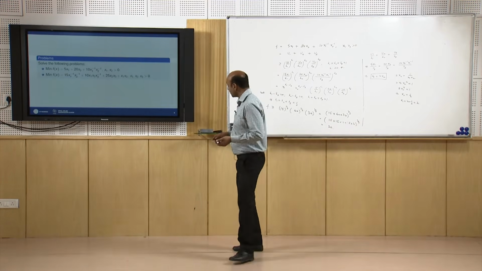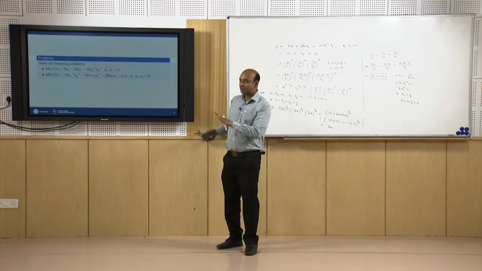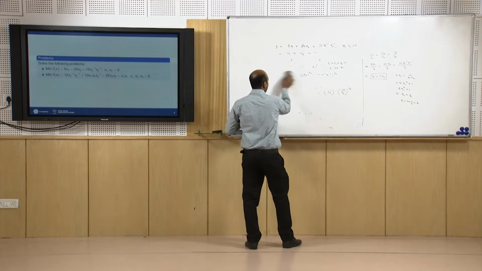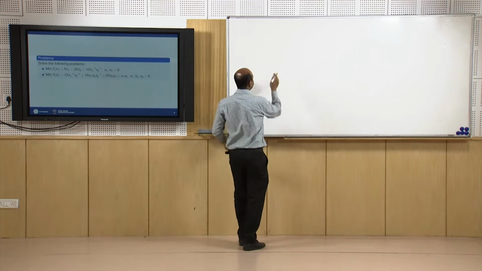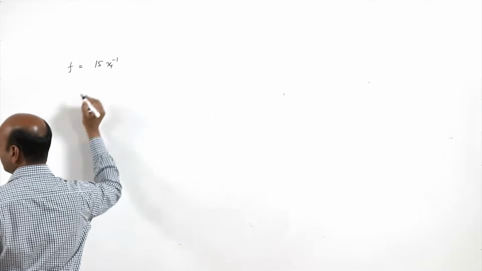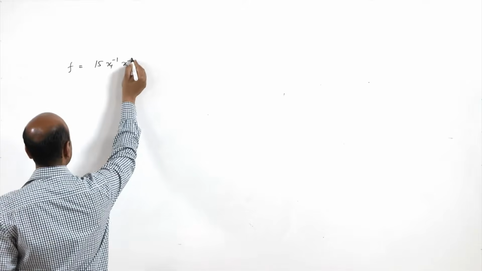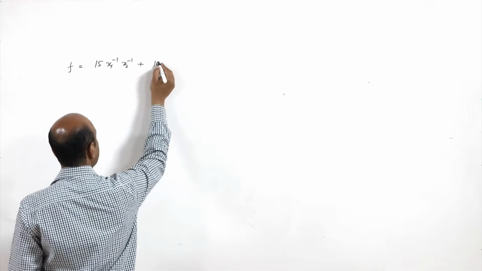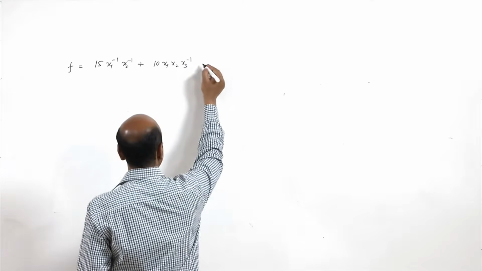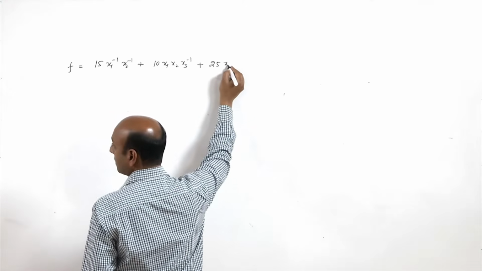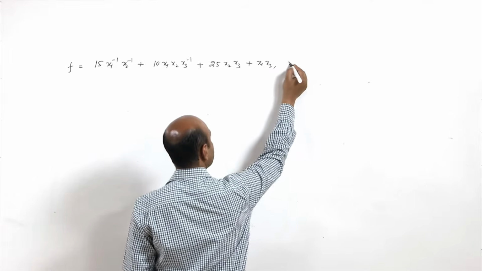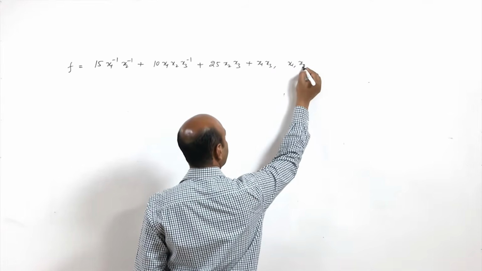Okay. Now, let us discuss one more problem based on the same lines. We write the conditions directly. So, how to write? Let us see. Now, what is f here? f is 15 x1 raised to power minus 1, x2 raised to power minus 1, plus 10 x1 x2 x3 raised to power minus 1, plus 25 x2 x3, plus x1 x3, and x1, x2, x3 greater than 0.